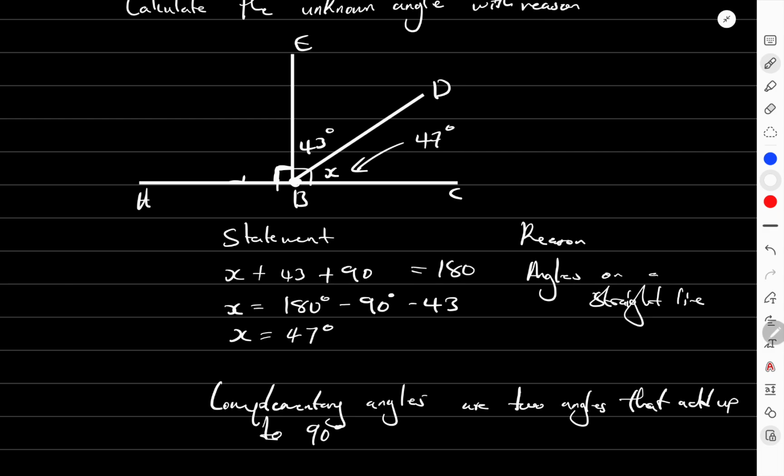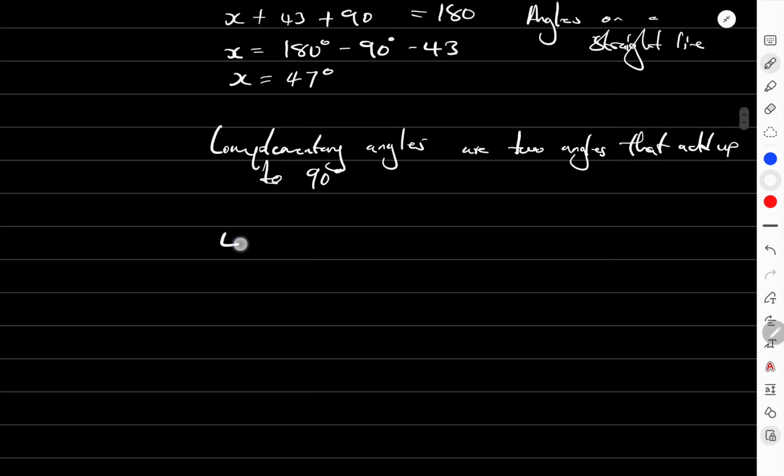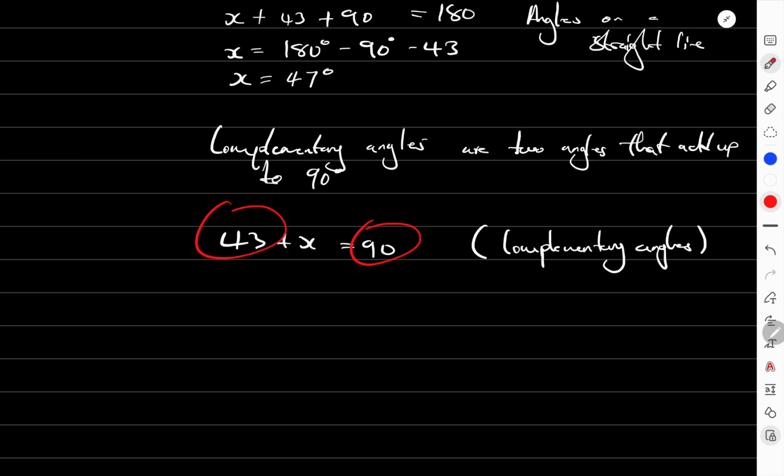If this angle ABE is 90 degrees, it means these angles combined should be 90. Therefore, 43 plus X combined should give 90 degrees. The reason is two angles that add up to 90 degrees, therefore complementary angles. Now I have variables together and numbers together. This 43 is a number and this 90 is a number, so I have a right to group them together. Therefore X is equal to 90 minus 43, so X is equal to 47 degrees.